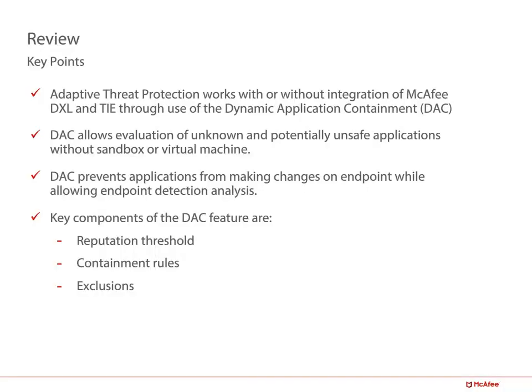In review, the key points that we want you to remember are: Adaptive Threat Protection works with or without integration of the McAfee DXL and TIE through the use of dynamic application containment. The DAC allows evaluation of unknown and potentially unsafe applications without sandbox or virtual machines. The DAC prevents applications from making changes on the endpoint while allowing endpoint detection analysis. The key components of the DAC feature are reputation threshold, containment rules, and exclusions.